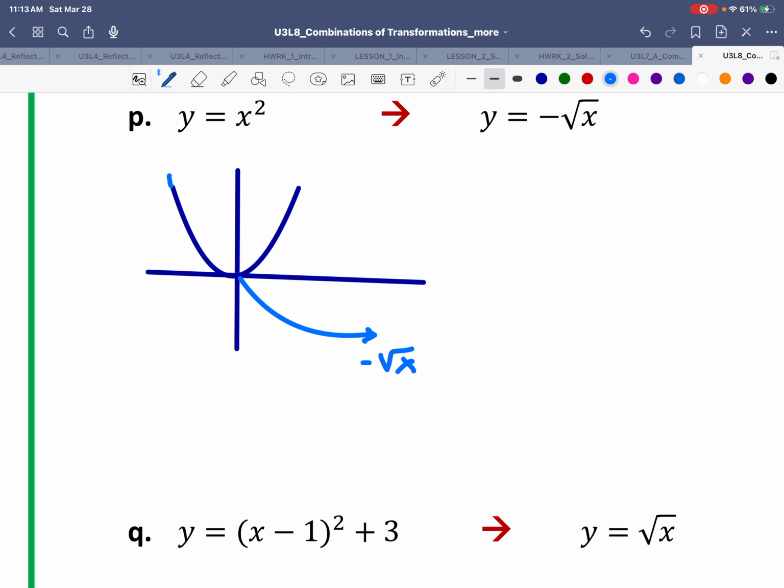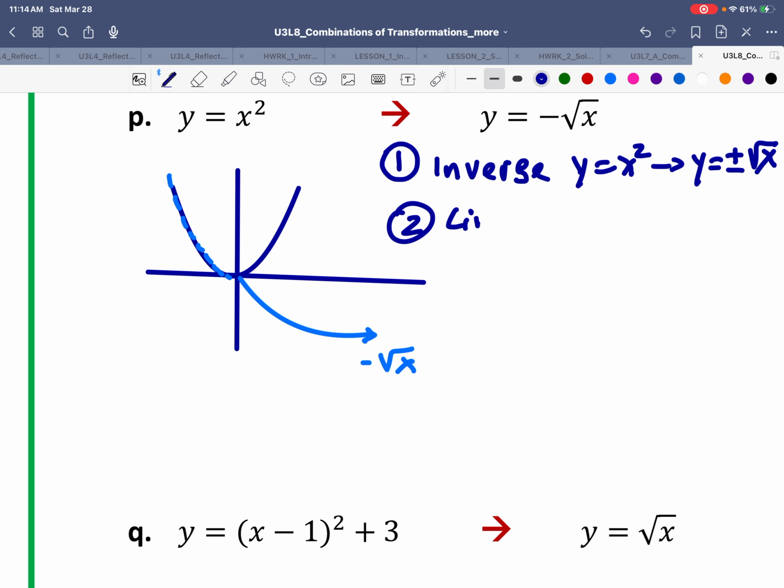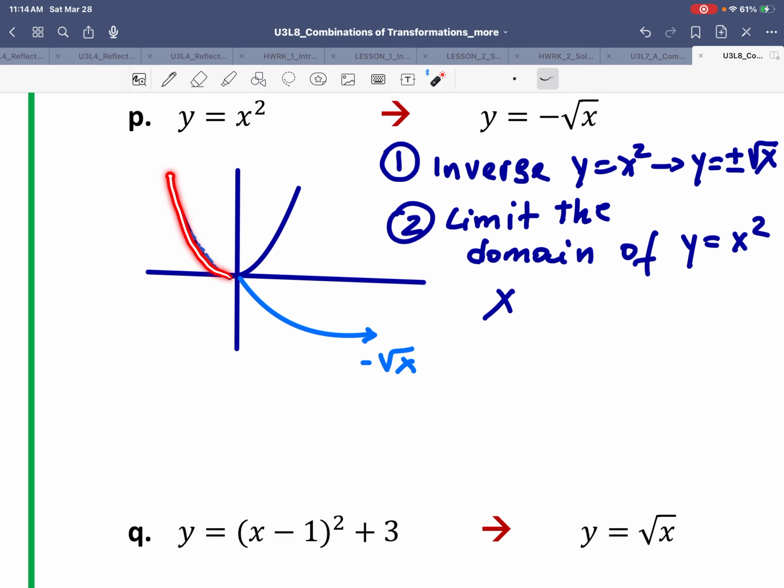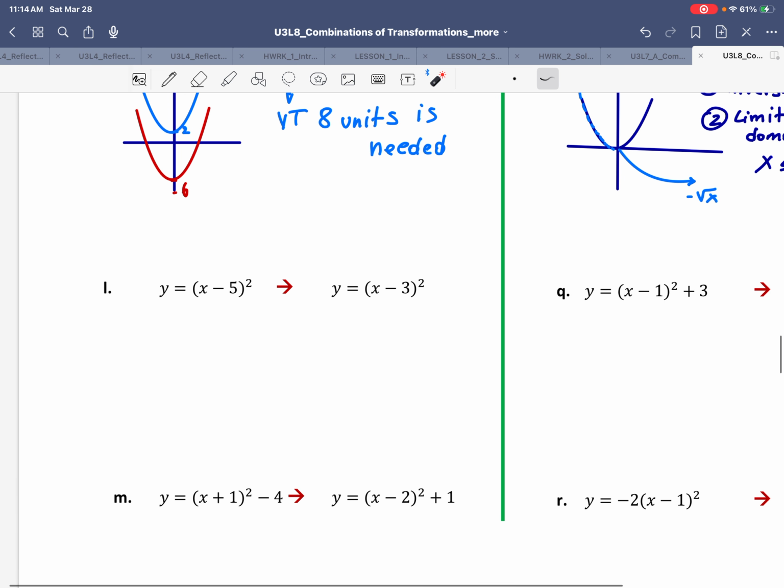So we're going to say that only this arm needs to be reflected, which means that step number 1, we have to inverse y equals x squared to create y equals plus or minus square root of x. Step number 2 is we have to limit the domain of y equals x squared. And we have to set the x values. Look at the x values for y equals x squared. They're all negative or 0. So step number 1 is inverse this equation. And then step number 2 is limit the domain to less than or equal to 0. And that's how we reach the other equation.